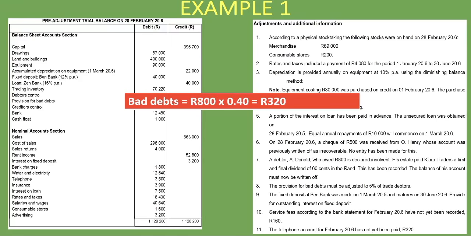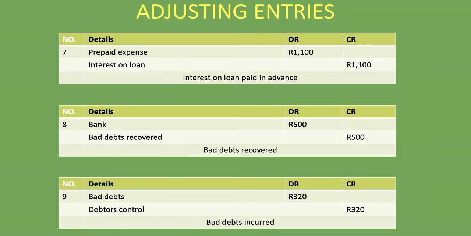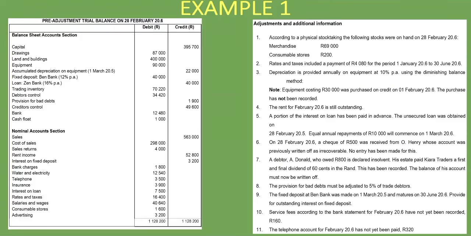Now that we have our bad debts, we're going to do our journal entry. We debit bad debts because bad debts is an expense, which increases on the debit side, and we credit debtors control because our debtors control is decreasing, or the amount of people who owe us is decreasing by 320, because he could not pay us this amount. So that is how it looks. Number 9, bad debts 320, debtors control 320. Now after debtors control, or just in front of it, you could put the name of the debtor who couldn't pay you, or you just put debtors control as we have done. And the narration there is bad debts incurred. Okay, now we can go back and do the next one.